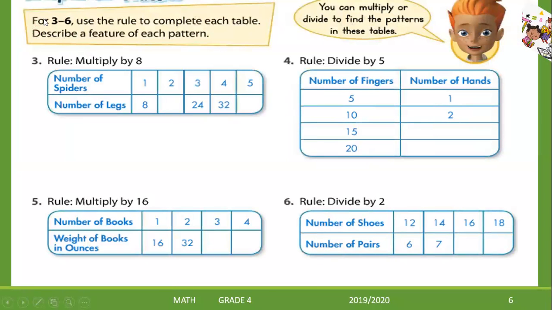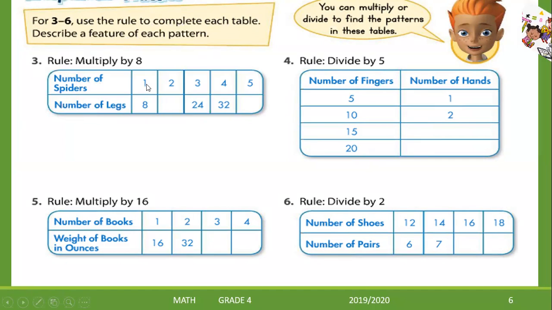Number 3, for 3 to 6, use the rule to complete each table. Describe a feature of each pattern. Number 3, the rule is multiply by 8. So the relationship between the number of spiders and the number of legs uses this rule, multiply by 8.